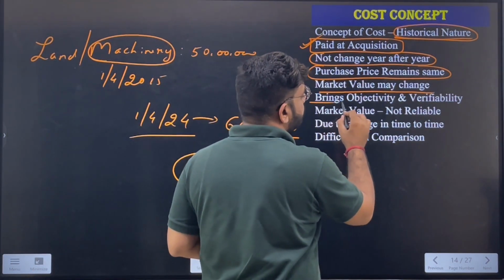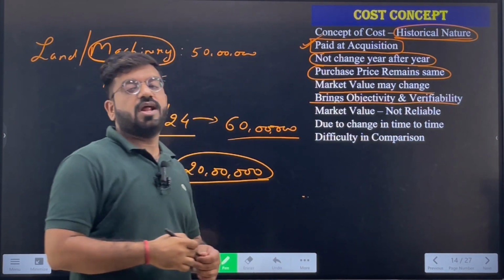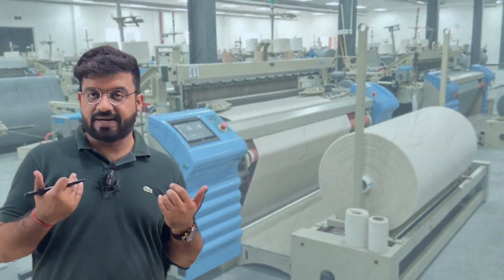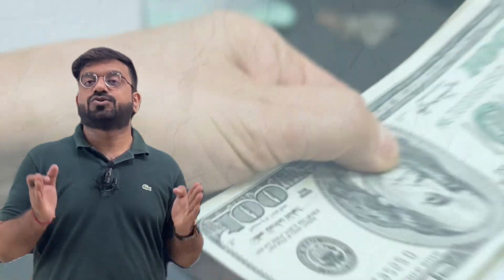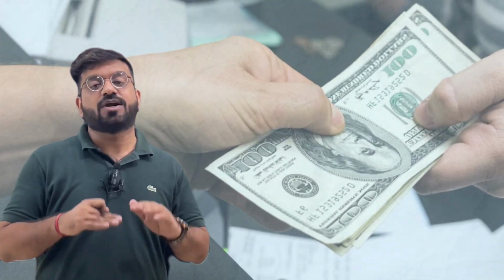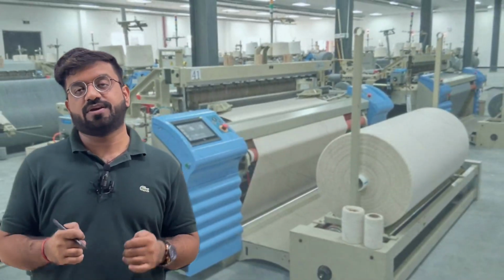Next, this brings objectivity and verifiability. Now what happens? The market price is dependent upon demand and supply. The more people are there to buy that product, obviously the demand will increase, the price will also increase. As soon as fewer people are demanding the product, that machinery or whatever asset, the price of that asset or commodity will decrease. So we just can't rely on the day-to-day change in the market price of that particular asset. That's why we have to record it at the same actual price at which we had purchased, at which we had acquired that particular machinery or the land.